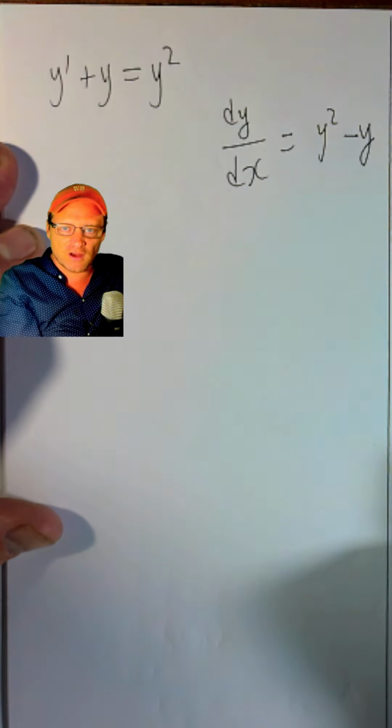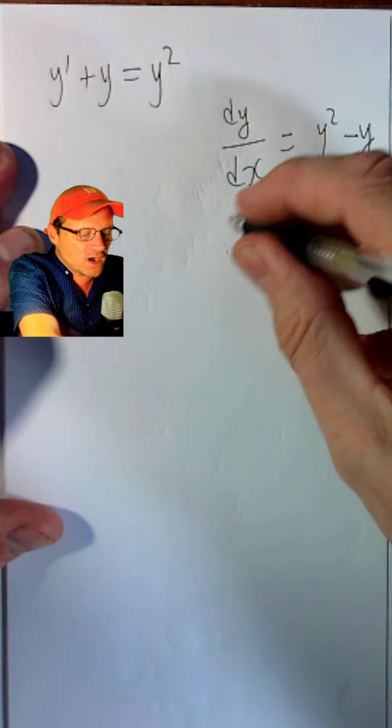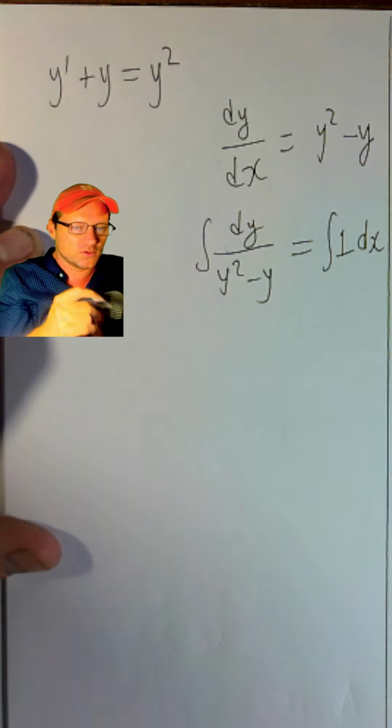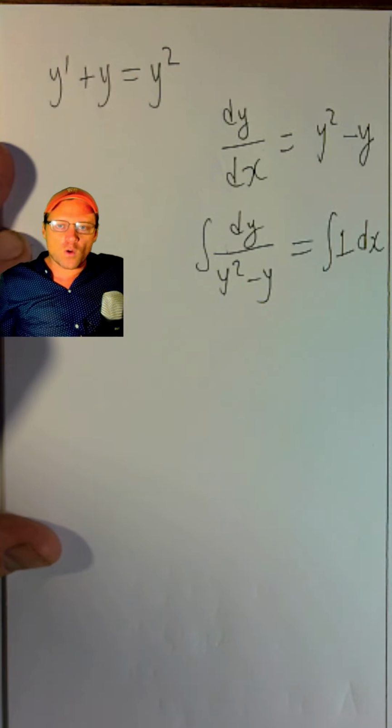Okay, now let's divide both sides by y squared minus y. Take the dx over to the right-hand side, put our integral sign on. So we have this. And now we want to integrate. Now the right-hand side is really easy to integrate. The left-hand side requires partial fractions. And so how do we do that?